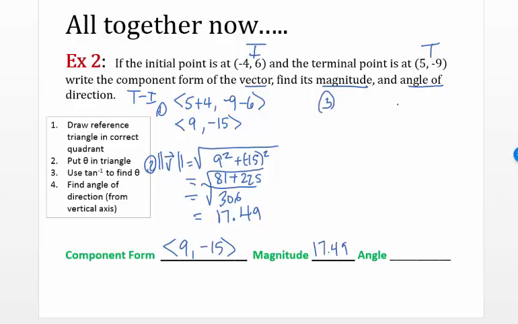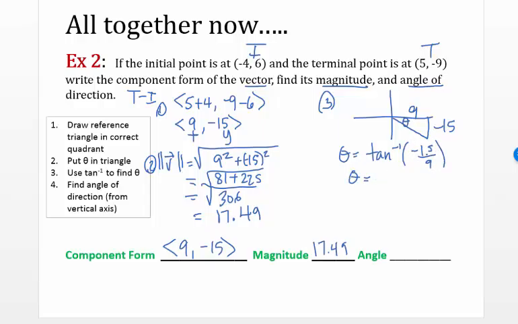Problem 3 is finding the angle. So remember our steps in finding angle. We've got to draw it in the right quadrant. Look, x is positive, y's are negative. So where does that happen? That's down here in quadrant 4. So here's theta. X was 9, y is -15. So theta is going to be the inverse tangent of y over x, right?